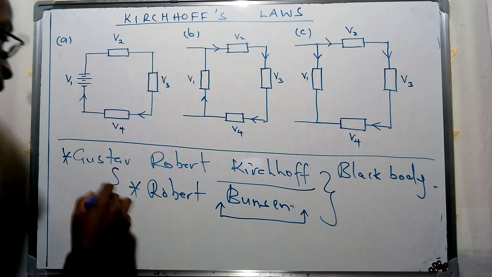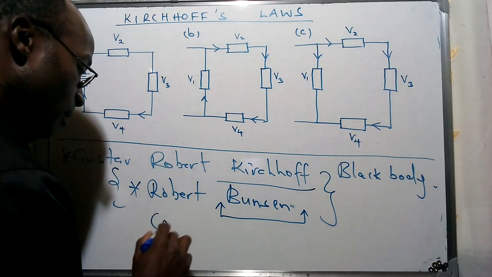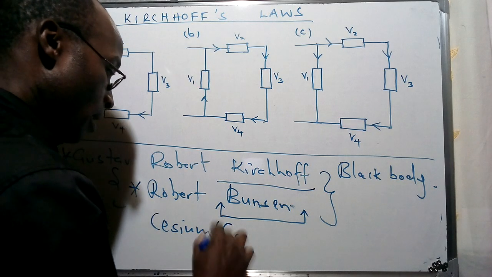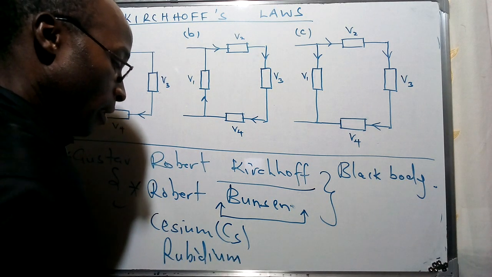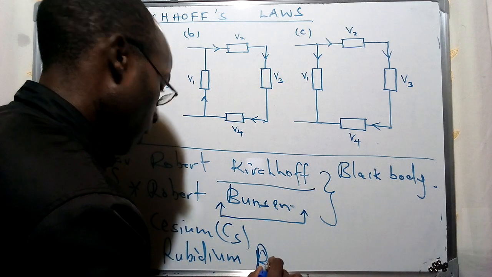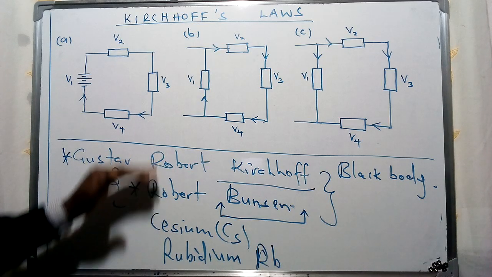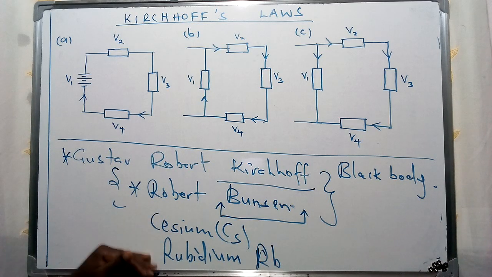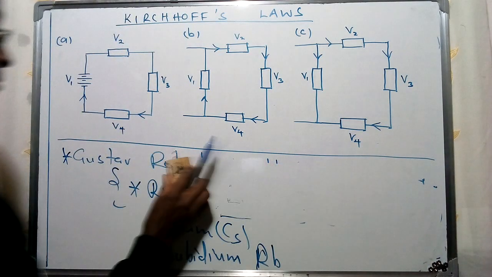Now, the two individuals together discovered some of the elements which we see in our periodic table. Those are the elements cesium and rubidium. From our last discussion on the periodic table and the periodic trends, these are the alkali metals, which are the group 1 elements. These are credited for the discovery of the two elements, cesium and rubidium. And those, among others, are some of their works which we are going to appreciate as we come across them in our various discussions.